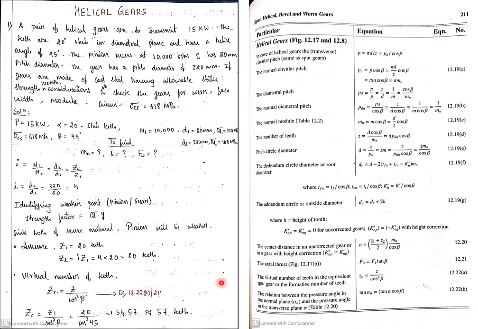Next, this is a formula which we will get from page number 211. Here you can take this formula. See, the virtual number of teeth in the equivalent spur gear, or the formative number of teeth on the helical gears, that is ZE is equal to Z divided by cos cube beta. So this is the formula we need to consider to find the virtual number of teeth.